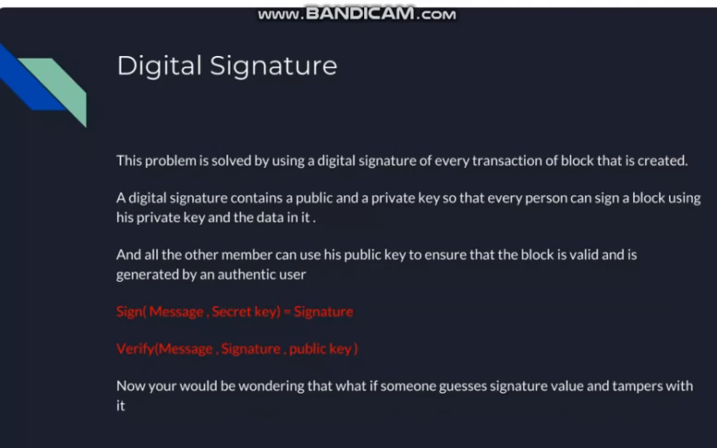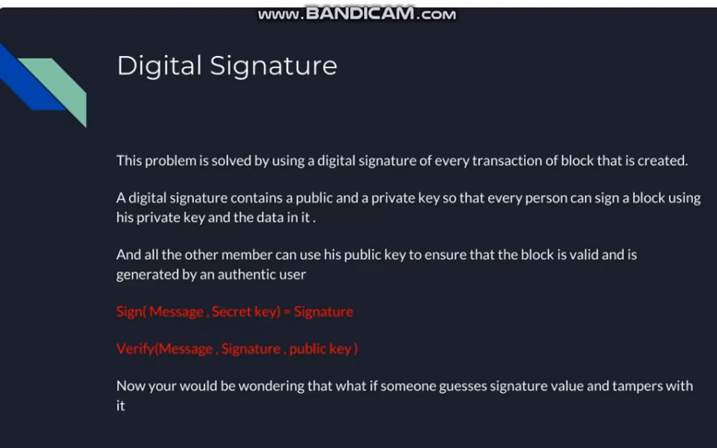A digital signature contains a public and private key, so that every person can sign a block using his private key and the data in it, and all other members can use his public key to ensure that the block is valid and is generated by an authentic user. Sign(message, secret key) equals signature. Verify(message, signature, public key).